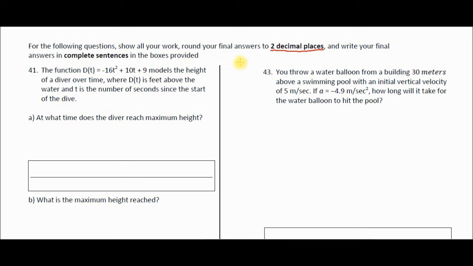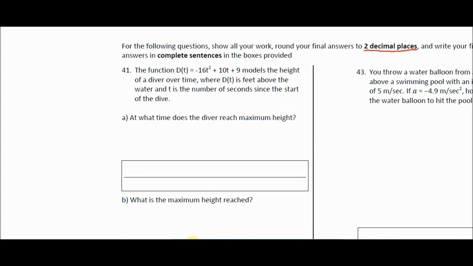So pay attention to this because a lot of these answers are going to be in decimal form and I want them accurate. So instead of going to 1 decimal place, we're going to extend our answers to 2 decimal places. Let's take a look at question number 41.